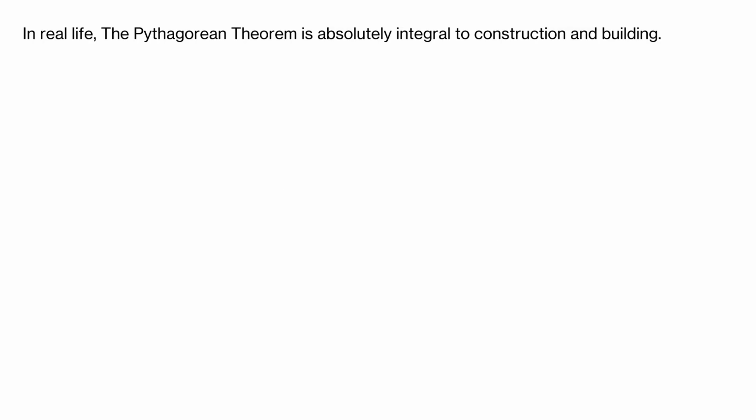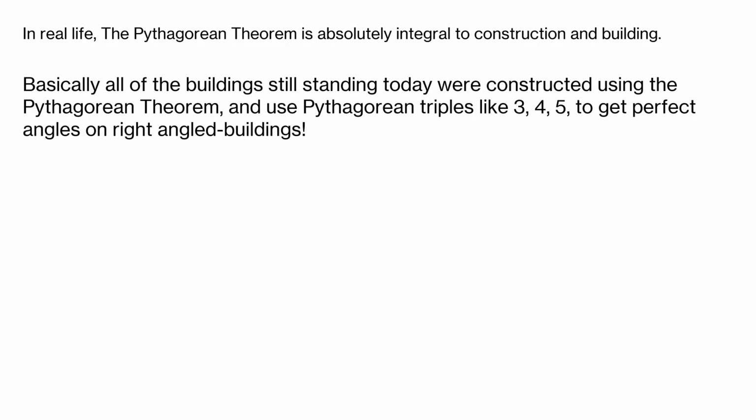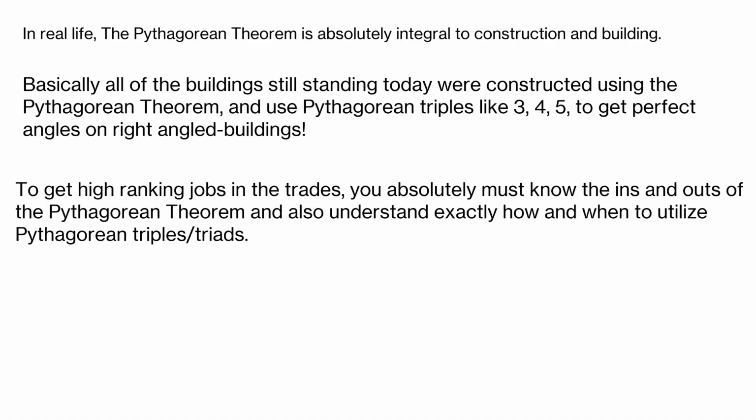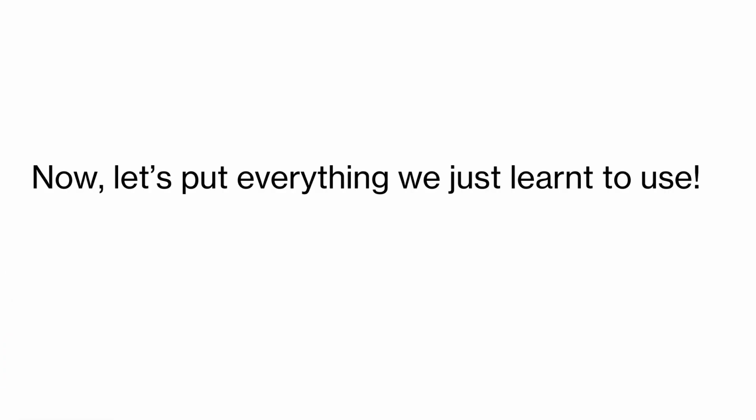Well, in real life, the Pythagorean theorem is absolutely integral to construction and building. Basically, all of the buildings still standing today were constructed using the Pythagorean theorem, and use Pythagorean triples, like 3, 4, and 5, to get perfect angles on right-angled buildings. To get high-ranking jobs in the trades, you absolutely must know the ins and outs of the Pythagorean theorem, and also understand exactly how and when to utilize Pythagorean triples and triads. Now let's put everything we just learned to use.